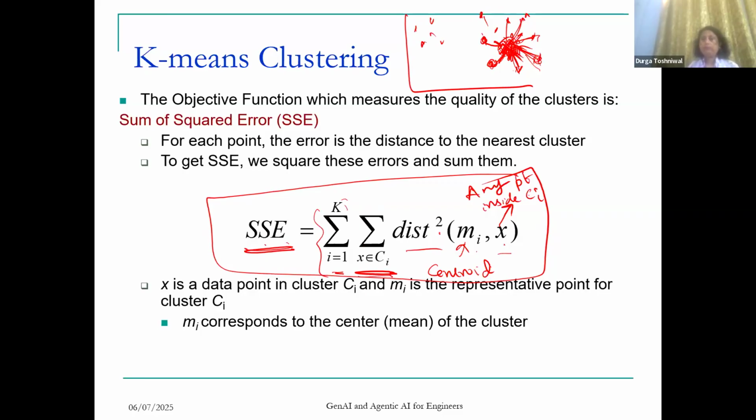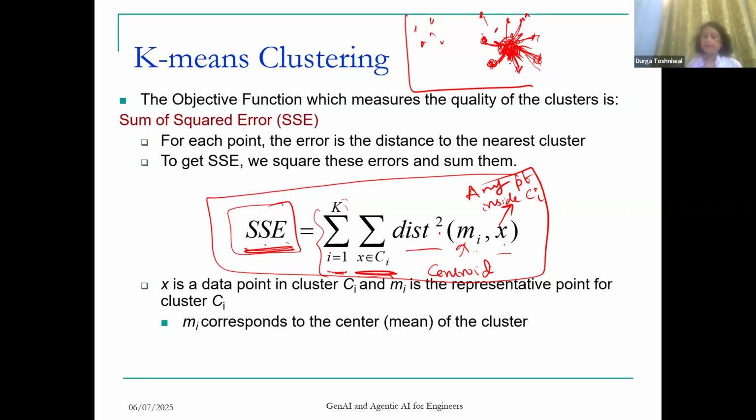This is a square of errors. This is a sum over one cluster. This is the sum over all clusters. We want to minimize it. In other words, we want compact clusters where all the points are very close together, so that this error is reduced. This is your objective function.